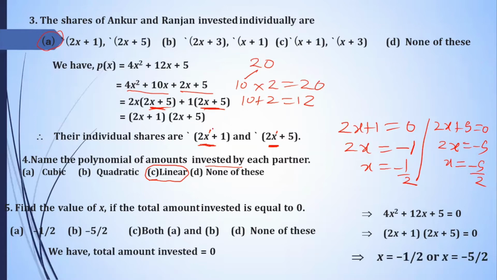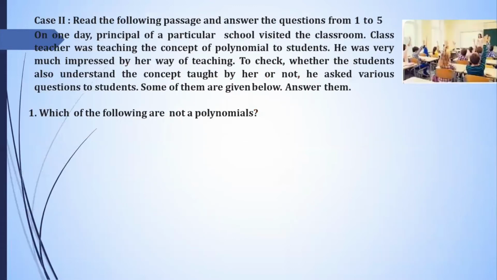Got it? So what will be your option here? The value of x is minus 1 by 2 or minus 5 by 2, so your answer is both A and B. Clear? Okay, this is how you get the 5 questions based on the first case study. Let us look at one more question on case study.